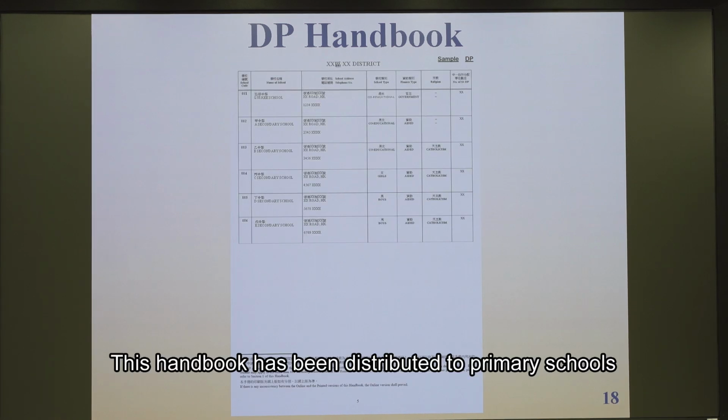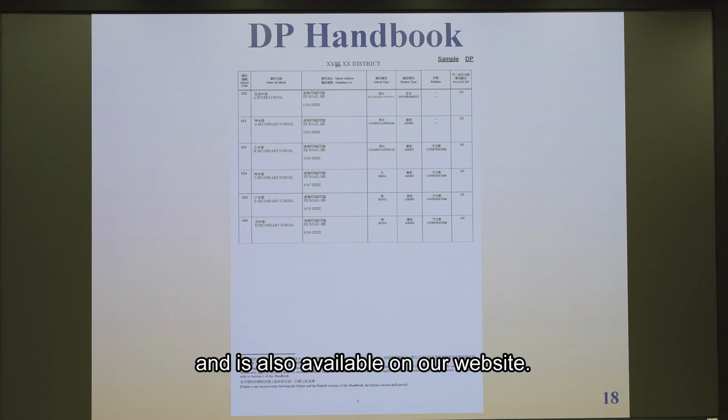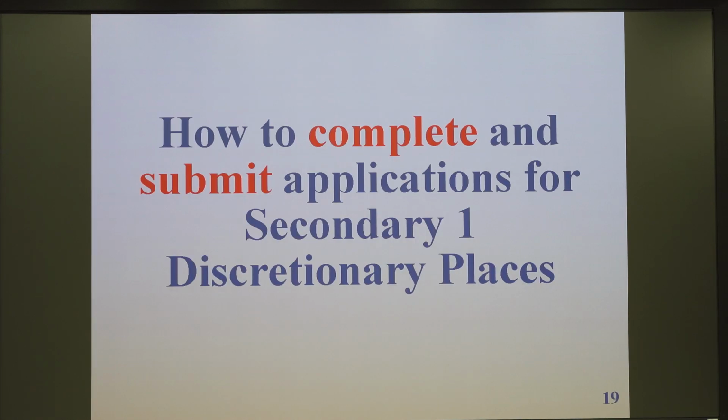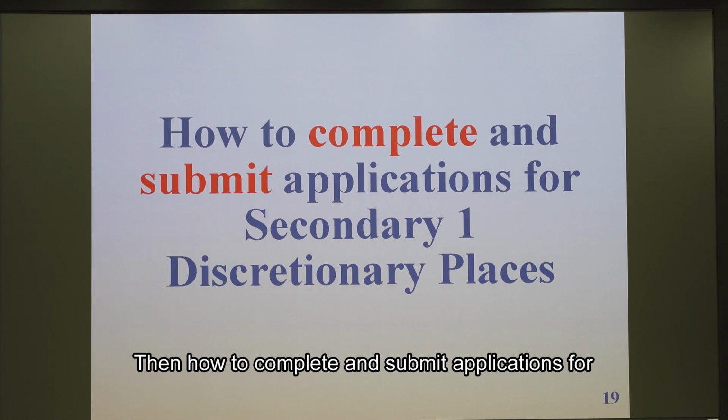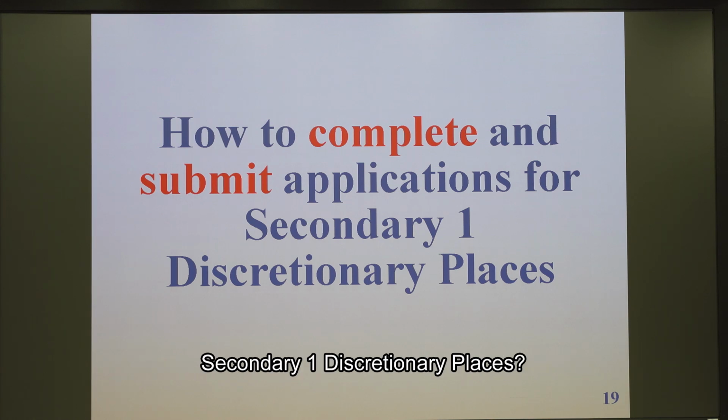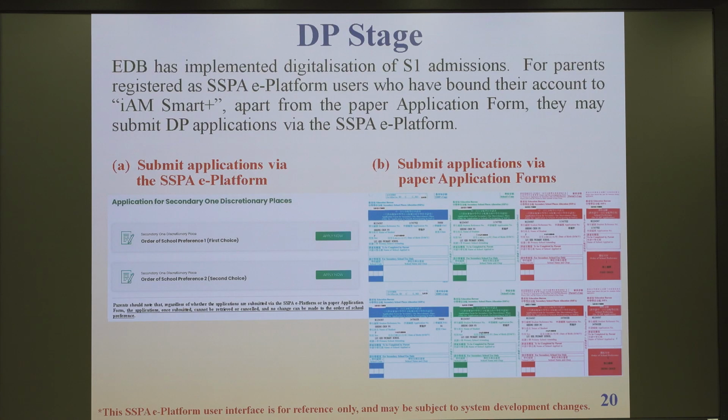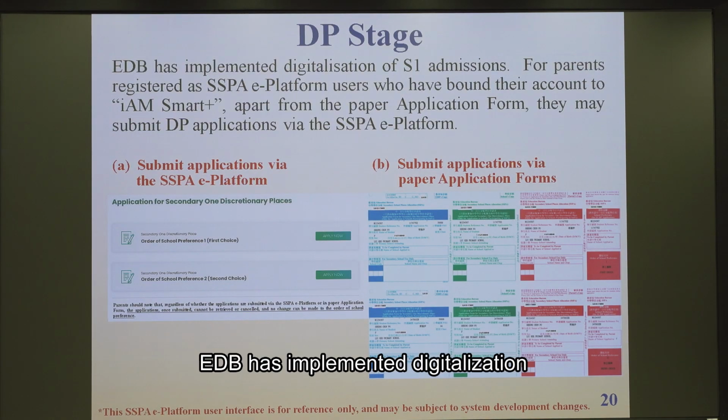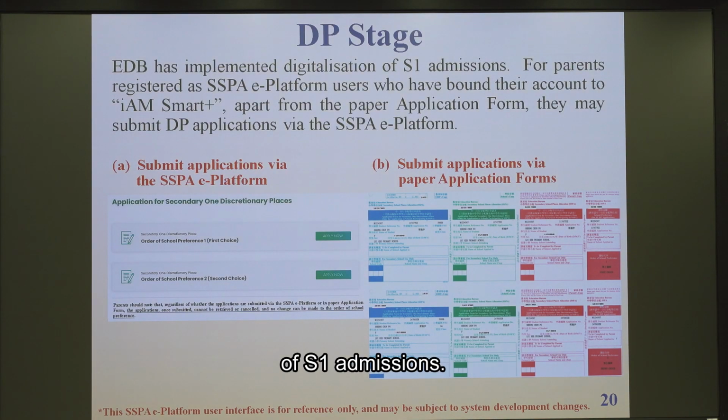This handbook has been distributed to primary schools and is also available on our website. Then, how to complete and submit application for secondary 1 discretionary places. Now, let's see. EDB has implemented digitalization of S1 admission.